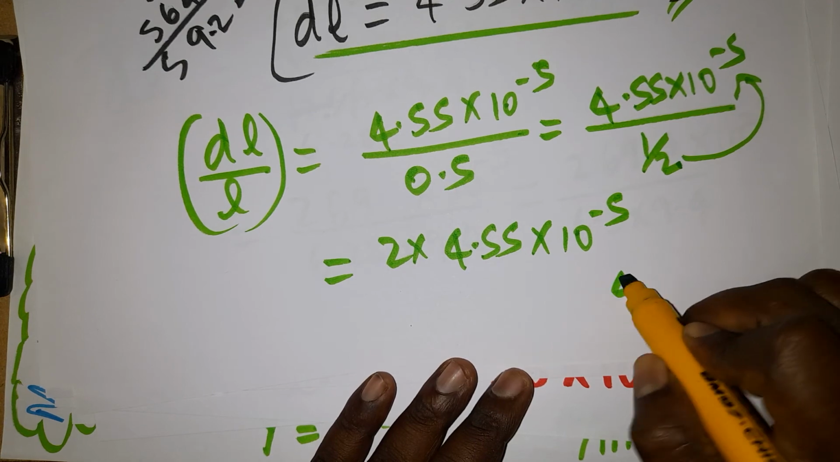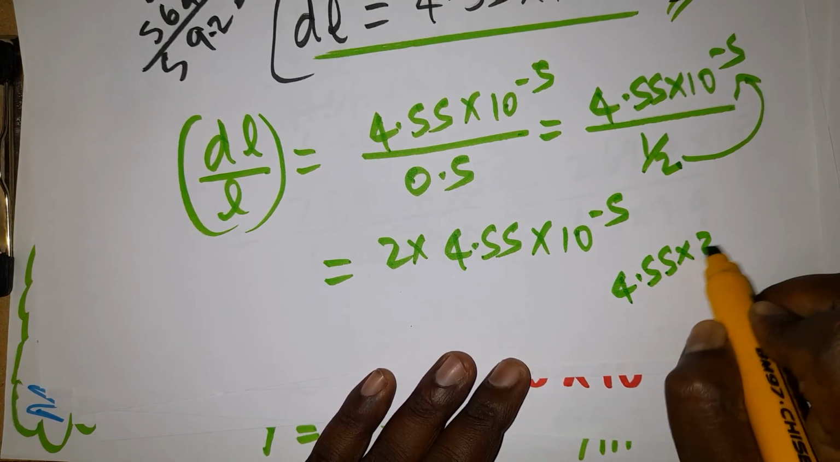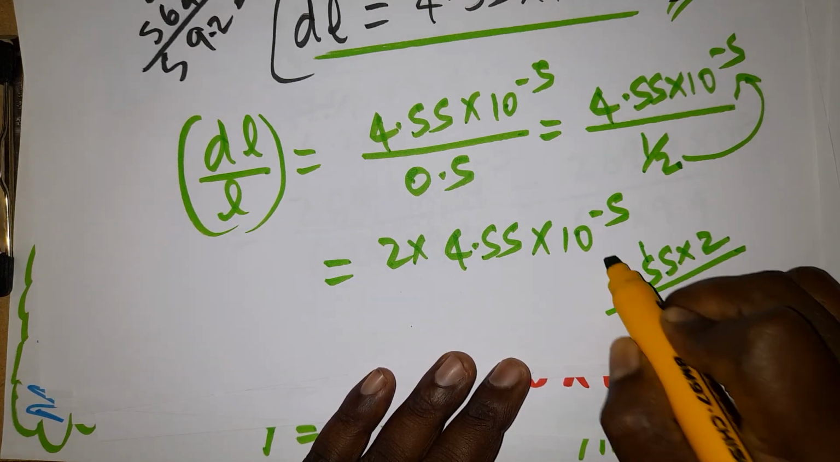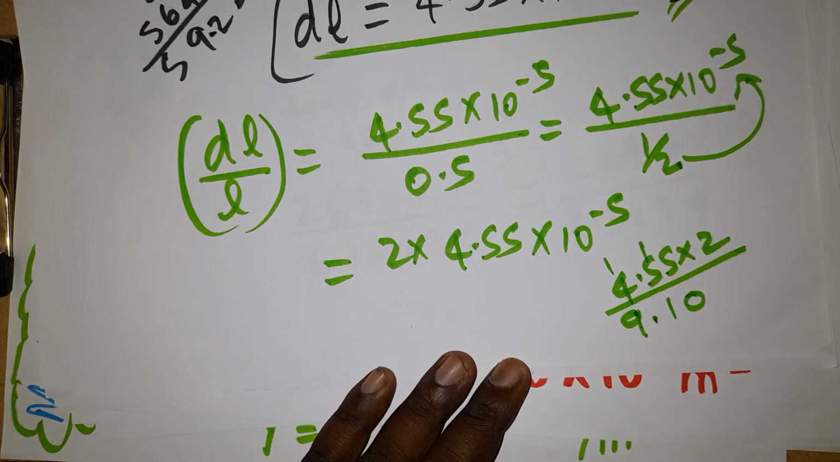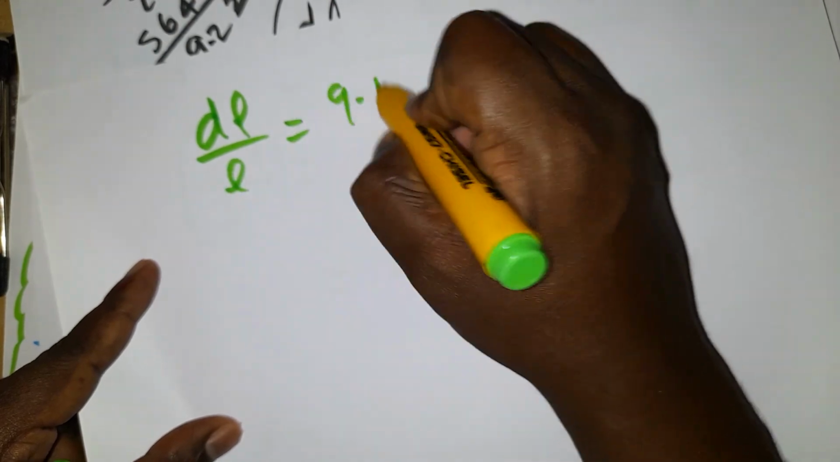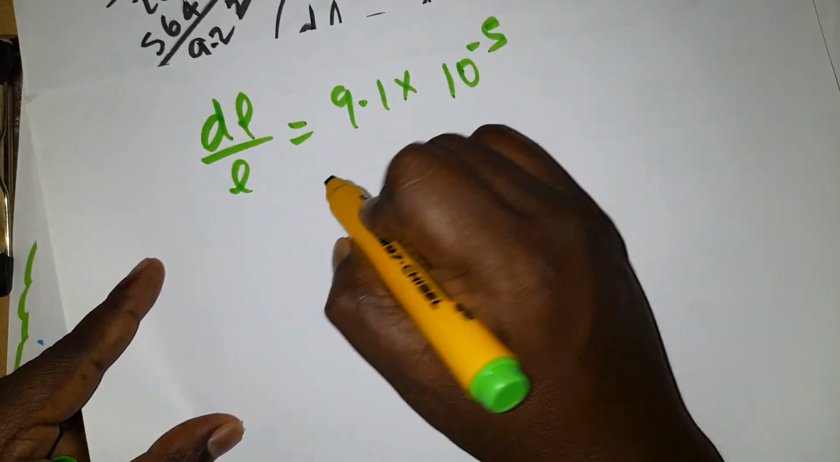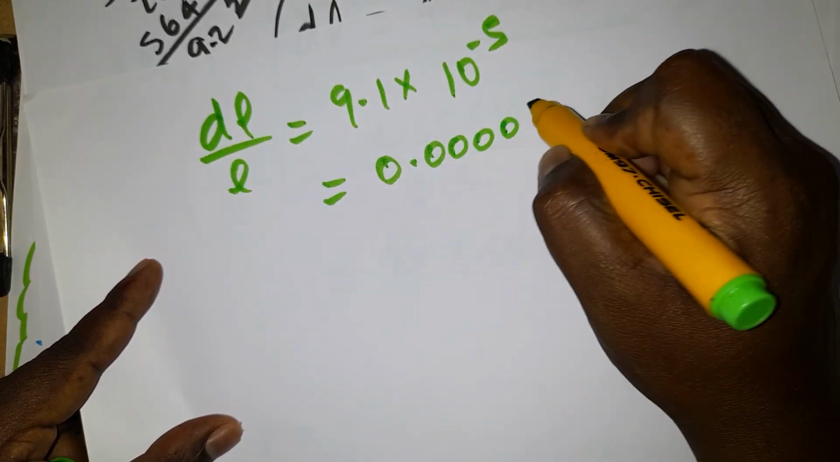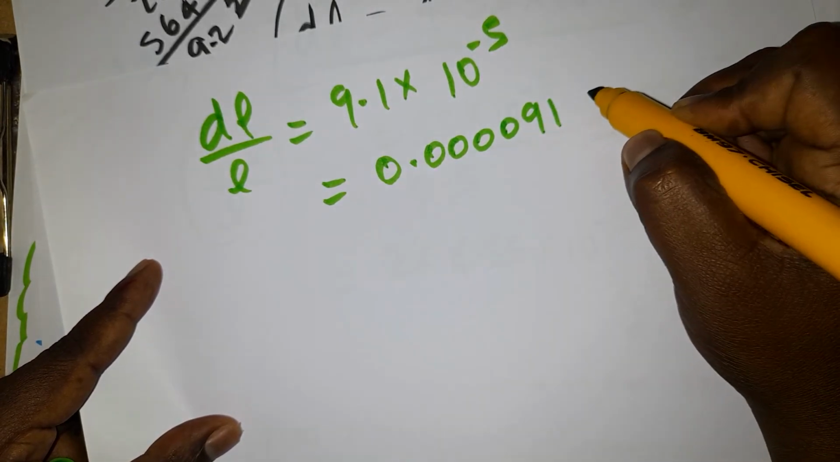So 4.55 into 2 will be 9.1. So 9.1 into 10 power minus 5. So changing length by original length, how much do I get? 9.1 into 10 power minus 5. It's a very small length, 0.000091. That is going to be the ratio.